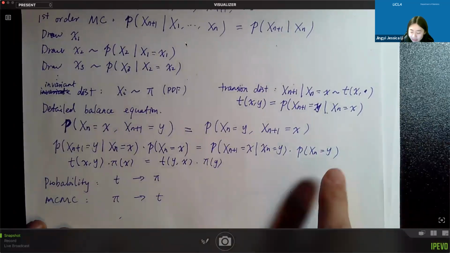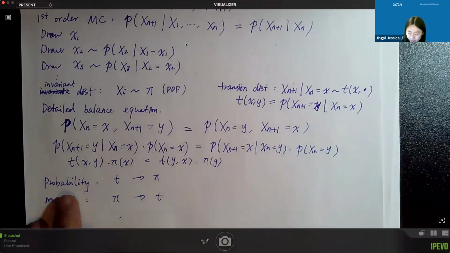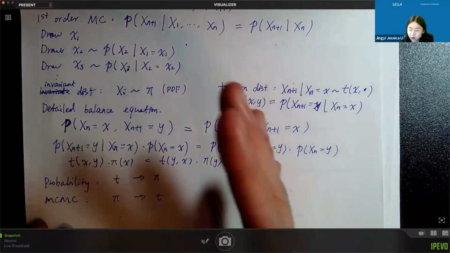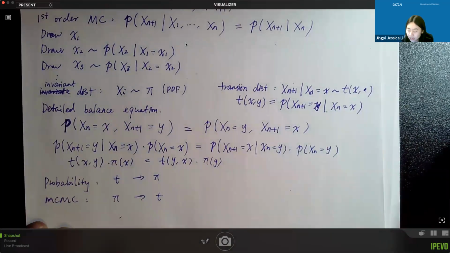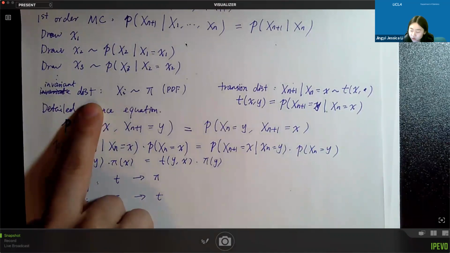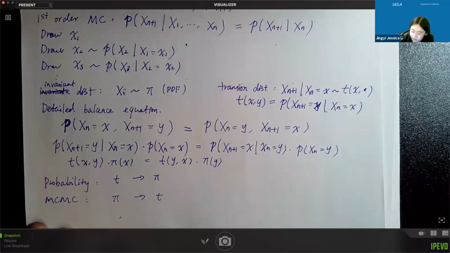Okay, so to achieve that, our goal is to find what we call the invariant distribution. By invariant distribution, it means that once our Markov chain grows and enters the equilibrium state, then in the equilibrium state, the distribution of any random variable in the chain will follow this invariant distribution. In other words, you can take the realizations of the random variables in the equilibrium state as if they are an IID sample from this target distribution pi.